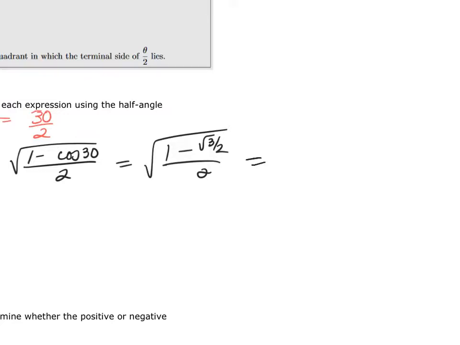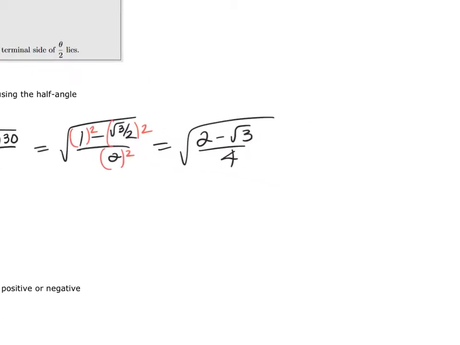I can't have a fraction within a fraction, so I'm going to multiply everything by 2. Multiply this by 2, this by 2, this by 2. And so I get the square root of 2 minus the square root of 3 over 4. Square root of 2 minus the square root of 3 all over 2 is my final answer. And I'm going to leave it just like that.